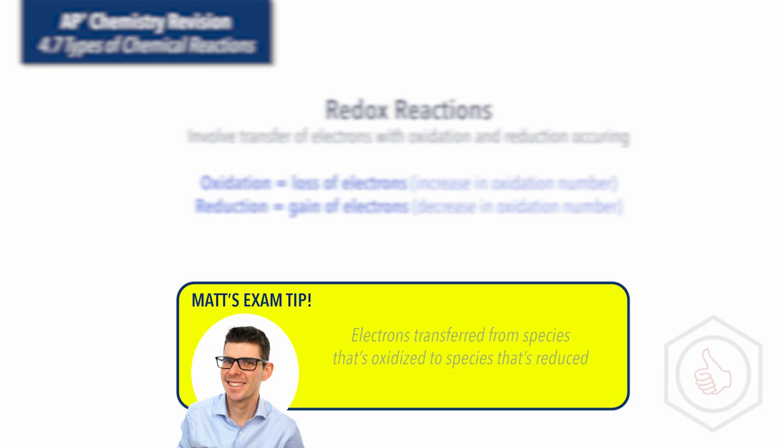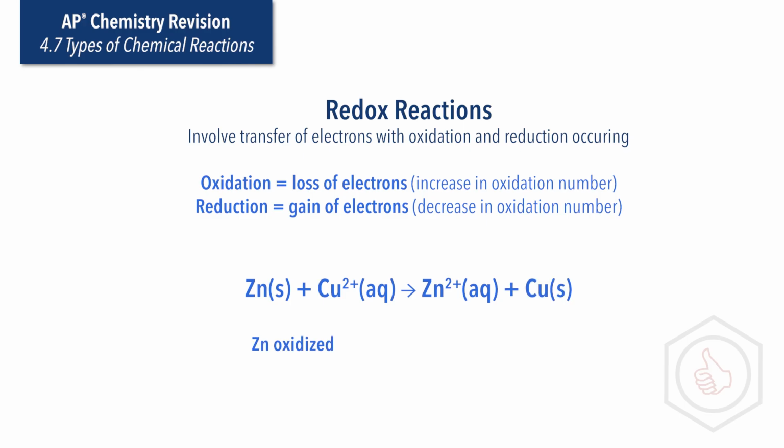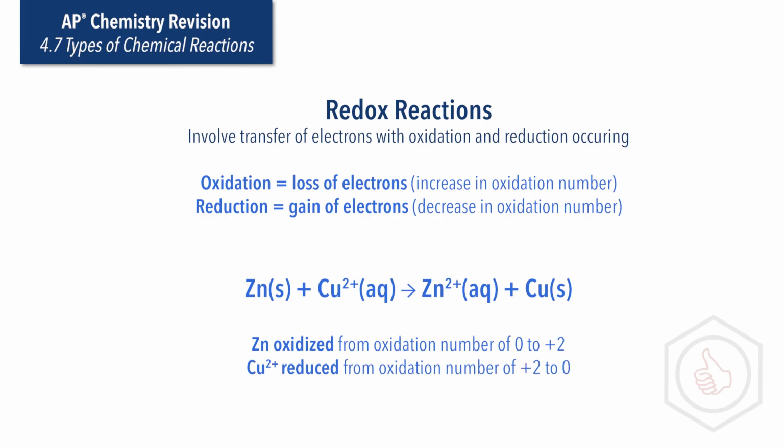species that is reduced. For example, when zinc reacts with copper ions to form zinc ions and copper, the zinc gets oxidized from an oxidation number of 0 to positive 2, an increase in oxidation number. It has lost 2 electrons. And the copper 2+ ion gets reduced from an oxidation number of positive 2 to 0, so the copper has gained the 2 electrons lost by the zinc.